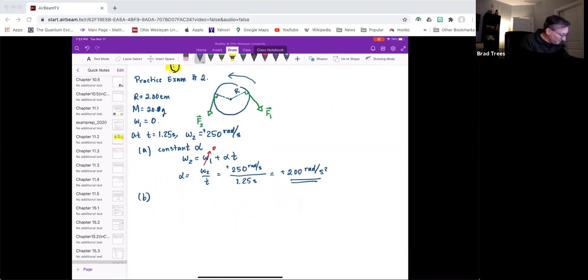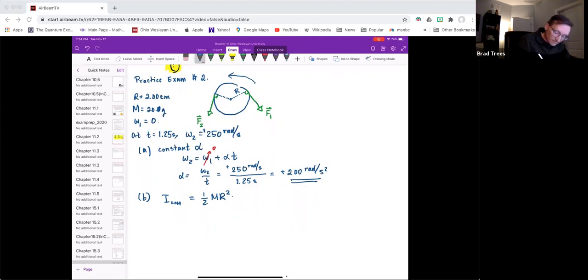Part B asks, calculate the rotational inertia of the disk for an axis through its center. Well, the good news is that that axis goes through its center of mass. And it's a uniform disk of a given mass and radius. So for a uniform disk of a given mass and radius, with the rotational inertia through the center of mass, you get 1/2 mr squared.